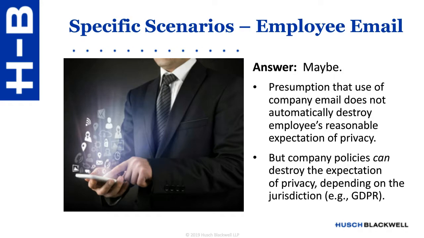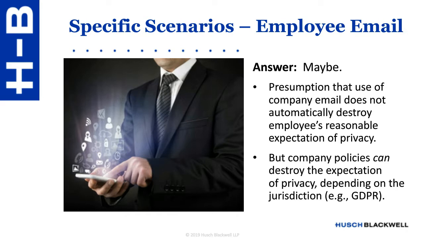Dan exchanges a series of emails with his personal attorney about the notice and his desire to sue Ethical Enterprise. Can Dan claim privilege over those emails to prevent Ethical Enterprise from reviewing them? The answer is maybe. Many people believe that the mere fact that an employee is using work email means that the employee has no right of privacy in those communications. But that's not strictly true. The general presumption is that the use of company email does not automatically destroy an employee's reasonable expectation of privacy.